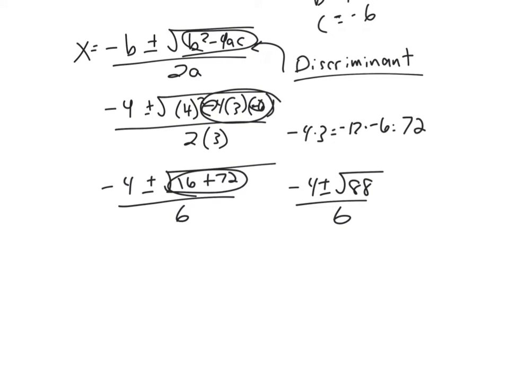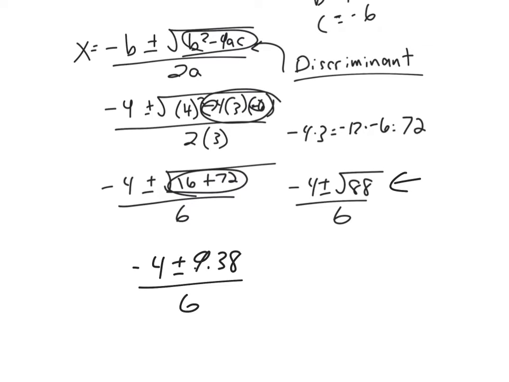Stupid me. All right. So now we have to figure out the square root of 88. Okay, it's 9 something, but I don't know exactly what it is. But thank you. So if I go 88 square root, it's 9.38.